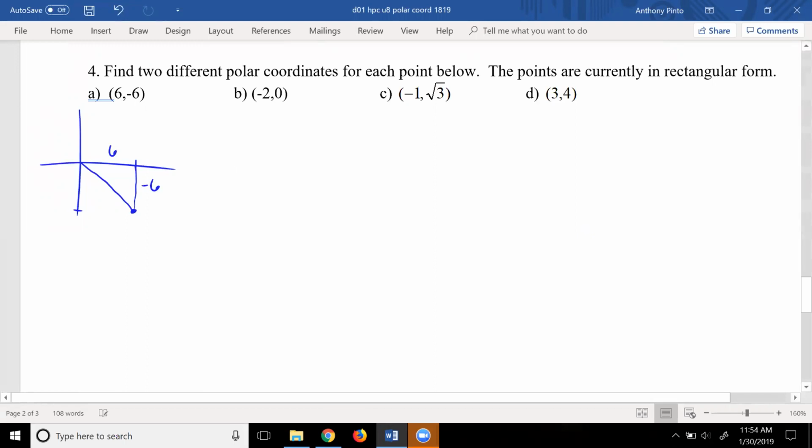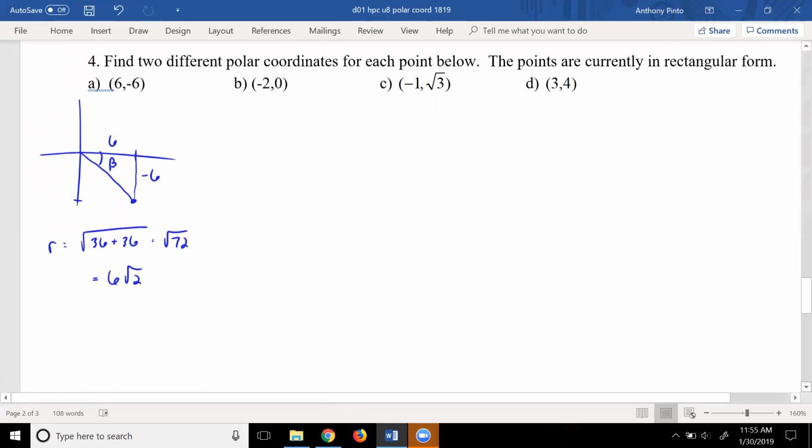To find r, simply the square root of 36 plus 36, which gives us the square root of 72, which is equal to 6 root 2. That's our r value. And to find theta, well, first we're going to find this angle in here. I'll call it beta. You can call it whatever you want, alpha, psi. So I'm going to say tangent of beta is equal to negative 6 over 6, opposite over adjacent.